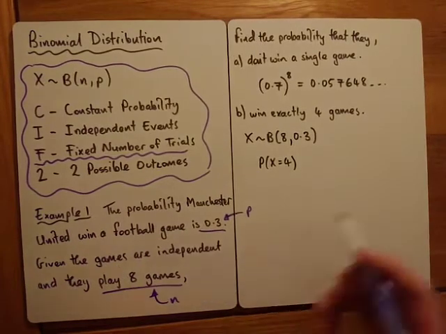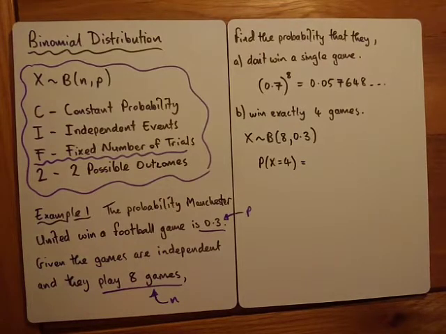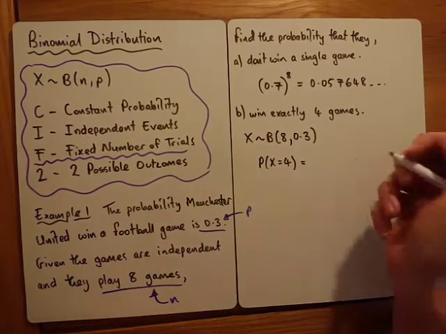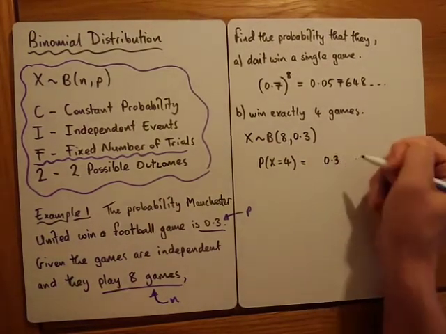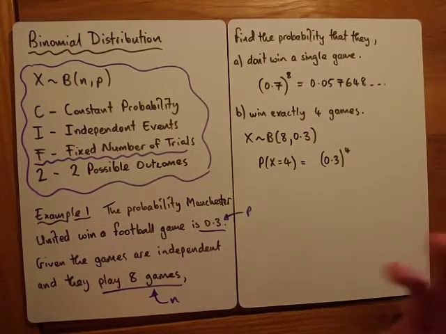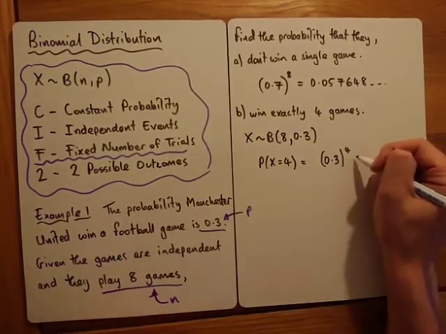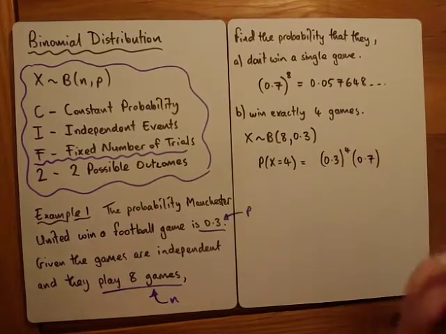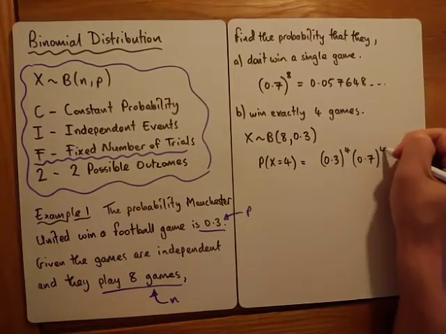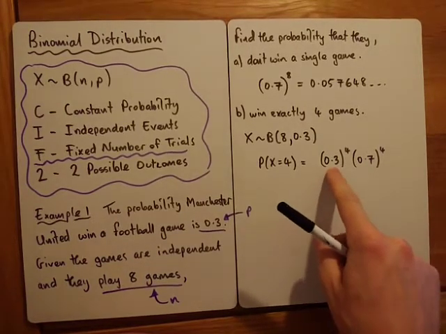this thing happens 4 times. Now, if you think about this, you want them to win 4 games. So the probability that they win is 0.3. You want that to happen 4 times. If they're winning 4, that means they're also not winning 4, which is 0.7, 4 times as well. But that is not the answer to this question. If you did that, you wouldn't get the marks for this. What I've calculated there is the probability of them winning, and then losing.